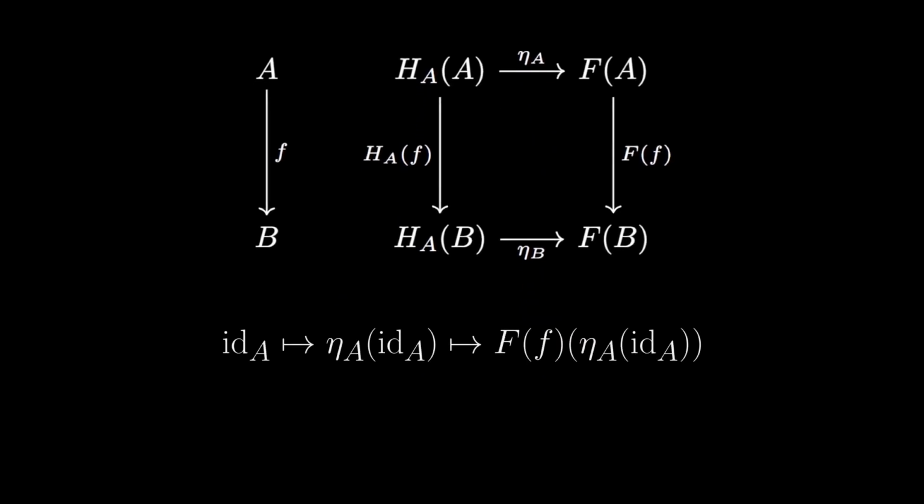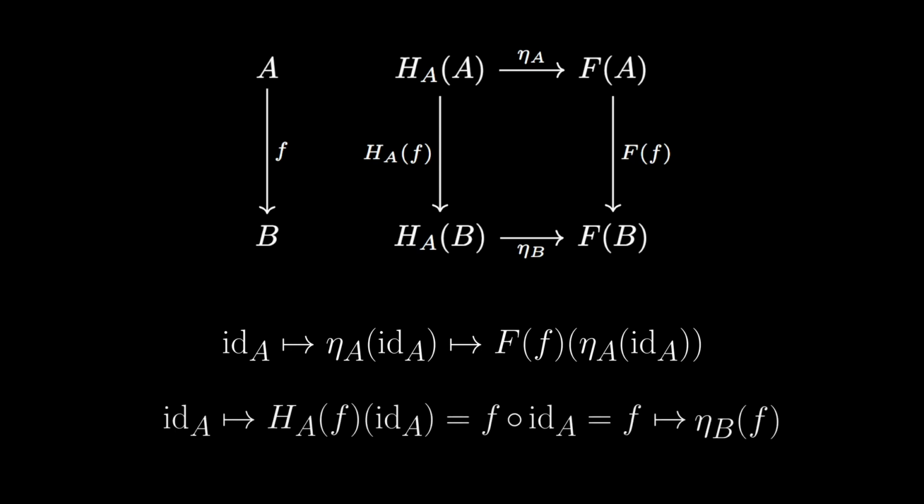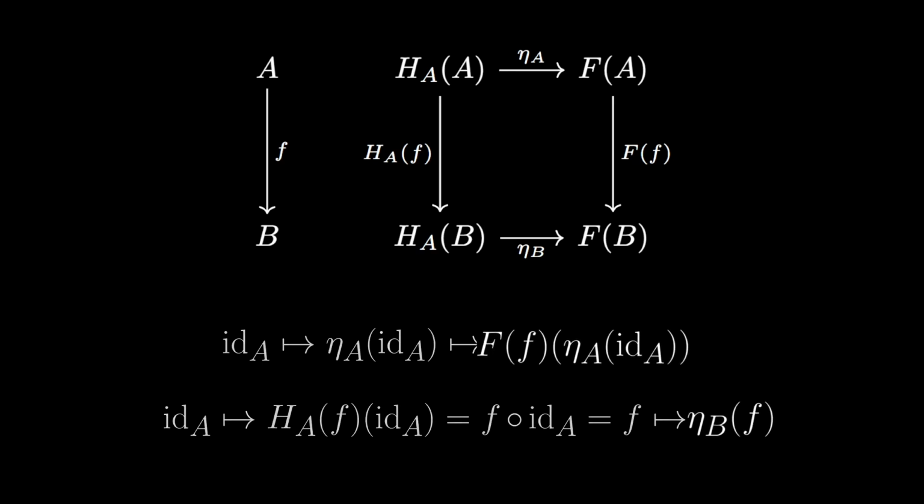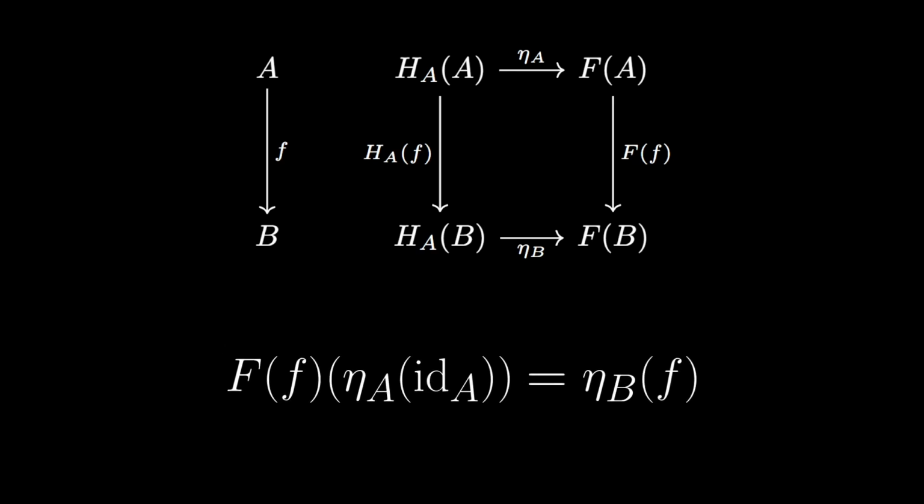Along the upper path, we apply the component of eta at A to the identity, then apply F of f to the whole thing. Along the lower path, we apply h_A of f to the identity, which, if you'll recall, is postcomposition by f. So we compose the identity on A with f, which just gives f. Then we map it to the component of eta at B. But since eta is a natural transformation, these paths should be equal since the diagram commutes.